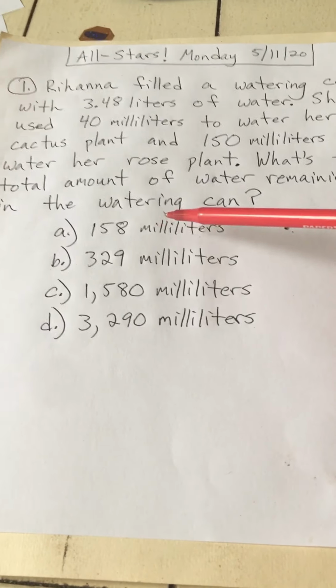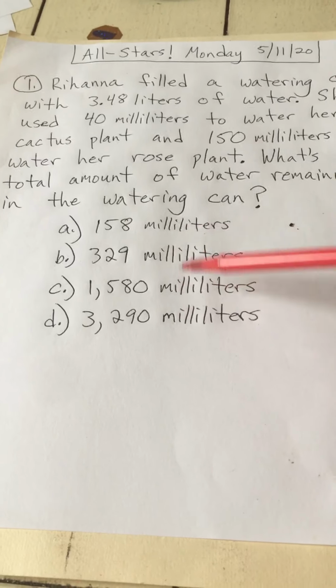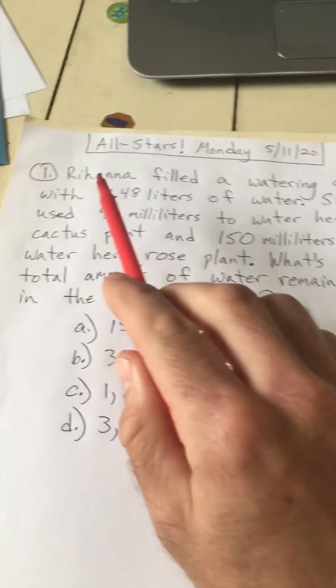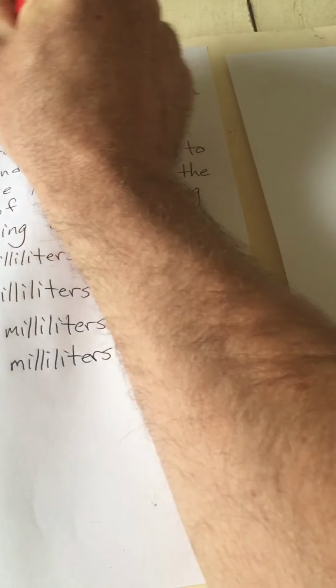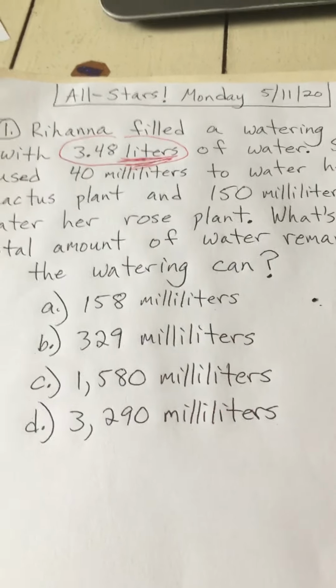And then every answer I notice is in milliliters. Okay? So we're going to have our answer be in milliliters. So let's go back and start again. Rihanna filled a watering can with 3.48 liters. So we're going to have to change that liters into milliliters because all of our choices here say milliliters.